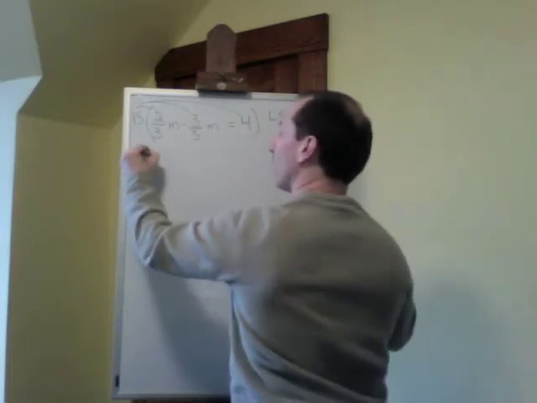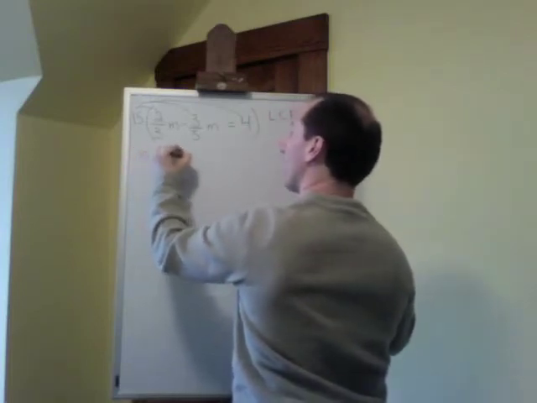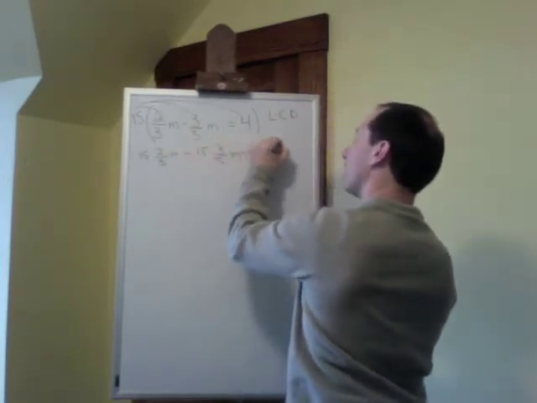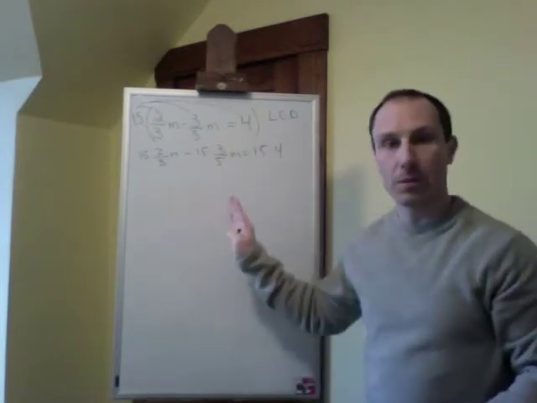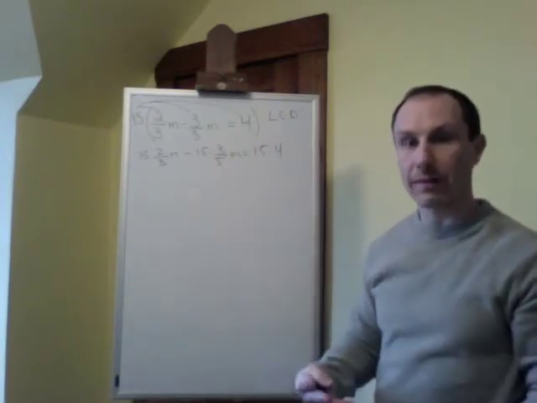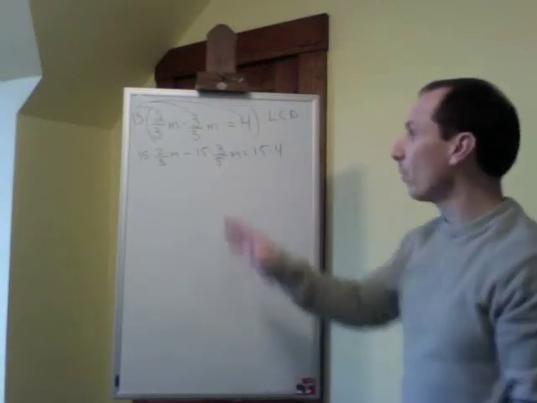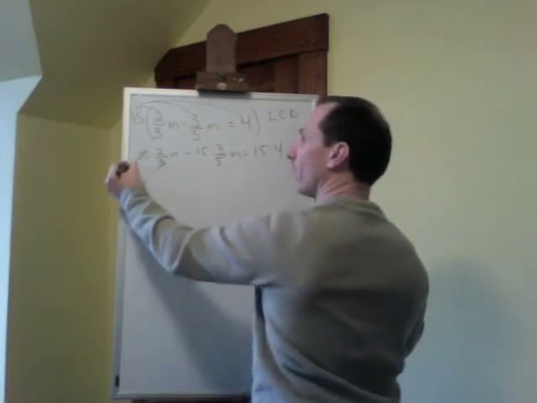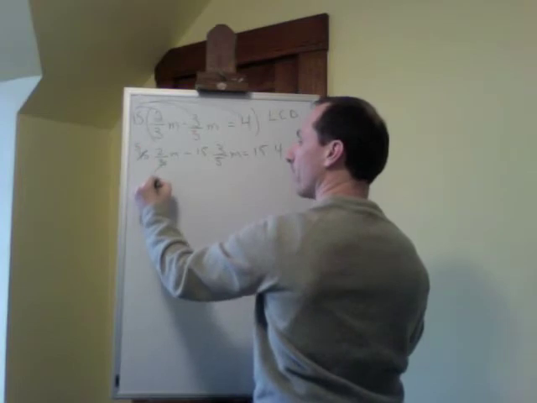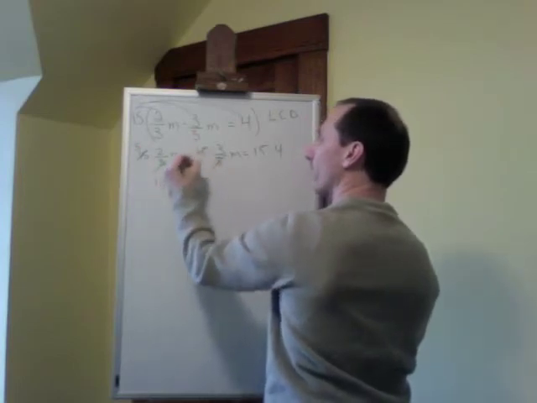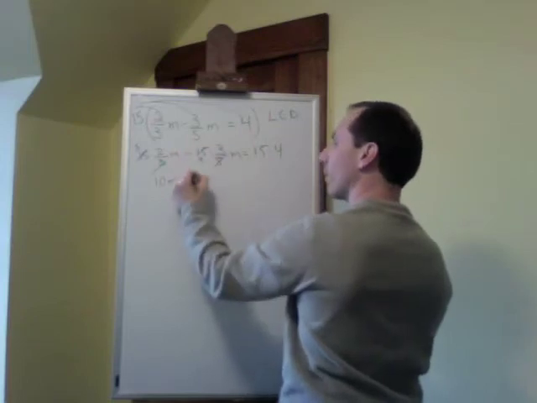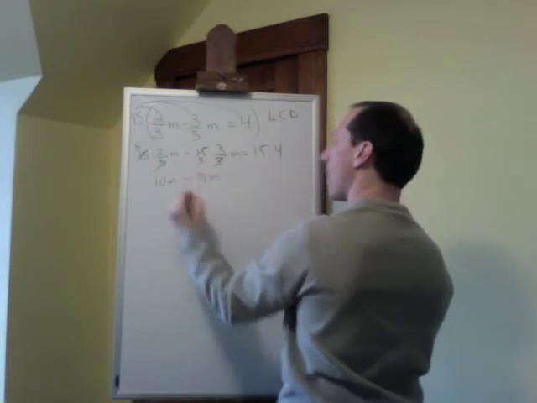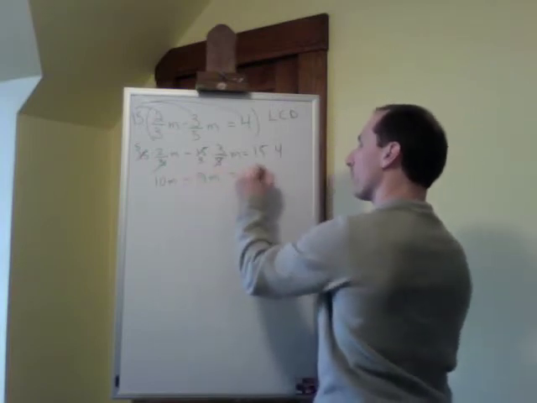So 15 times 2/3 m minus 15 times 3/5 m equals 15 times 4. As we multiply through, we want to use our skills of multiplying fractions, which is the easiest thing to do with fractions. We want to use those skills to cancel out anything nicely. So 3 goes into 15, 5 times 2m is 10m. Minus 5 goes into 15, 3 times, and 3 times 3m is 9m. Equals 15 times 4 is 60.